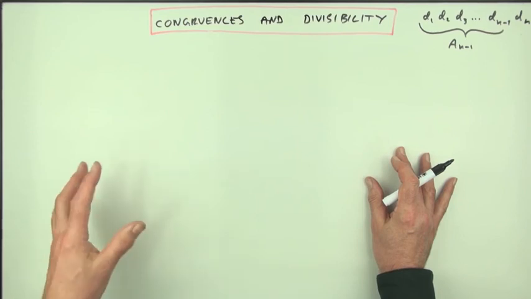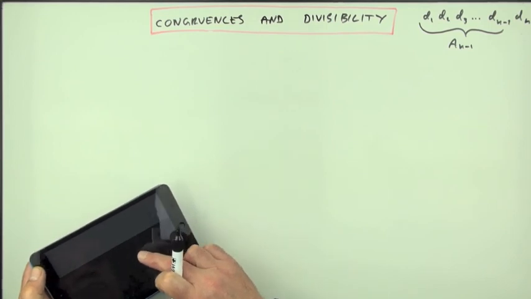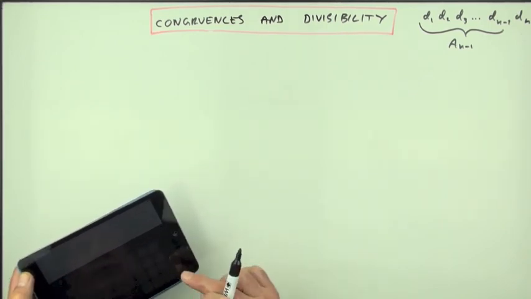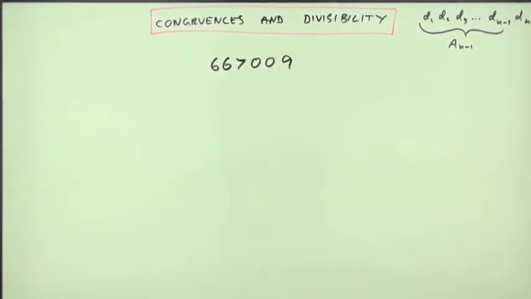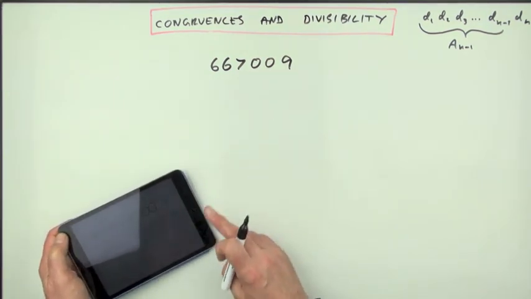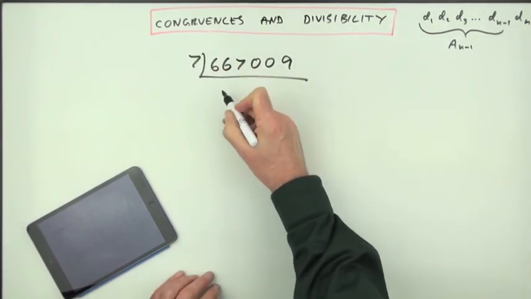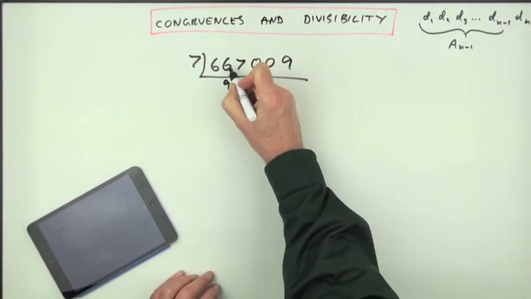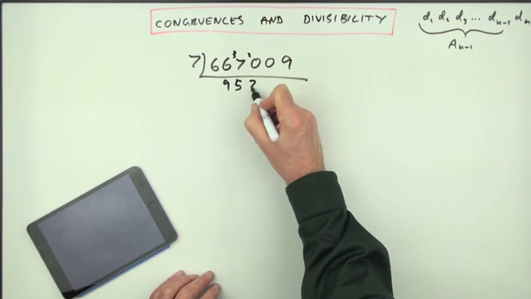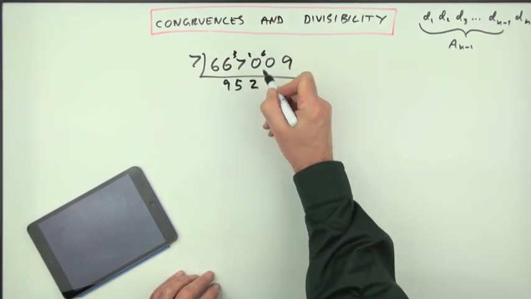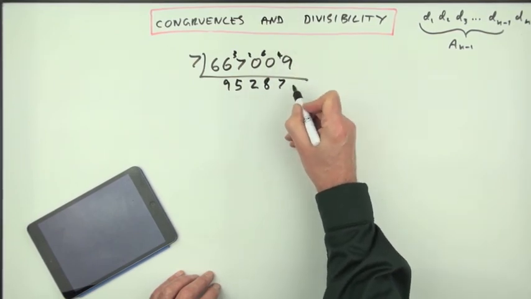Well, one way to test that would be to put down a number. I'll find a number just by pressing buttons at random so I don't know what I've got. So here's a number: 667009. That should be a multiple of 7. Well, try it. Dividing first of all. 7 into 66 will be 9, that's 63, 3 over. Into 37 will be 5, that's 35, 2 over. Into 20 will be 2, that's 14, so there's 6 over. Into 60 will be 8, that's 56, so there's 4 over. And into 49 goes 7 exactly, so it works.